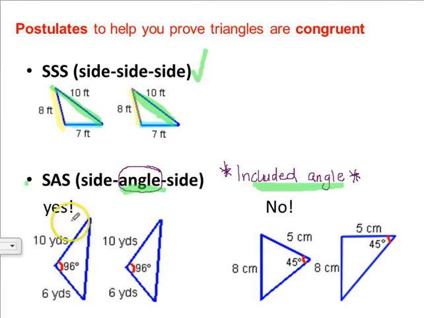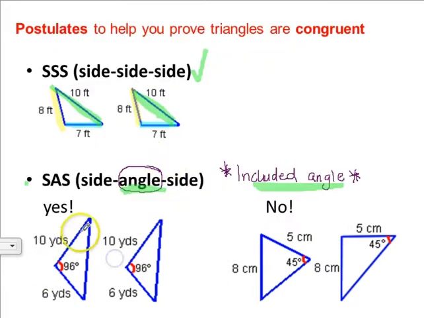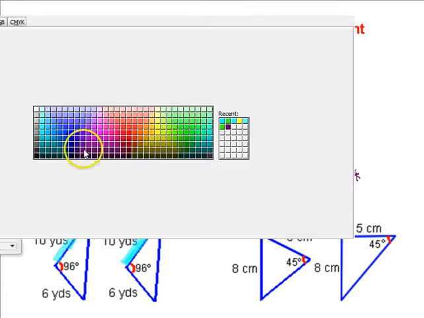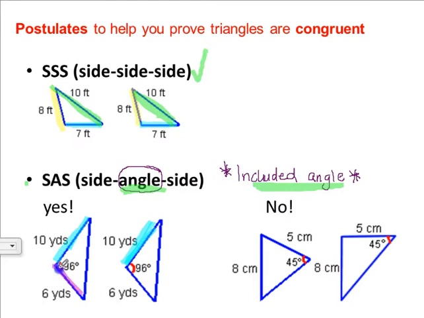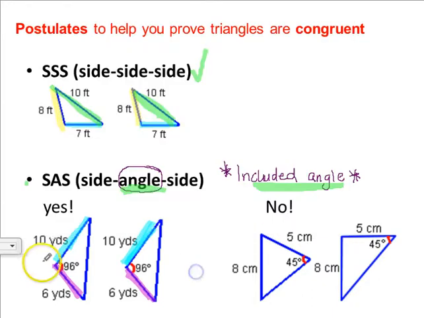So let's take a look at what I mean here. We've got side, angle, side. Here are the corresponding sides that are congruent. And then let's do our other set of sides. These sides right here are congruent, they're corresponding. And then look very carefully at how the angle is sandwiched in between those 2 sides. Do you see how the angle is sandwiched in between there?